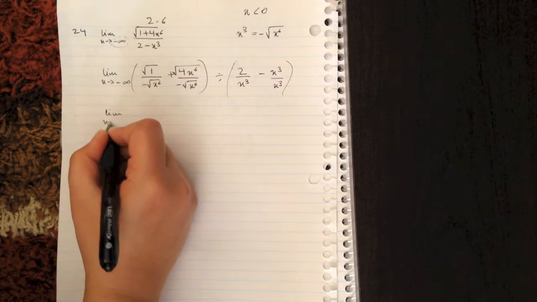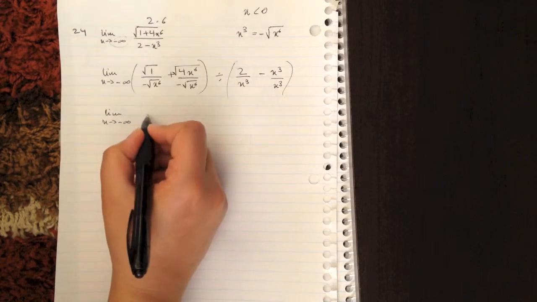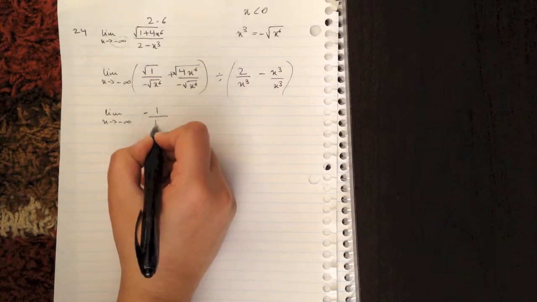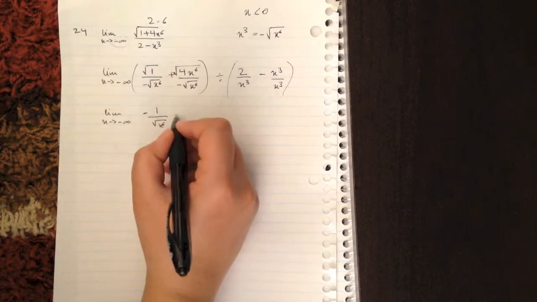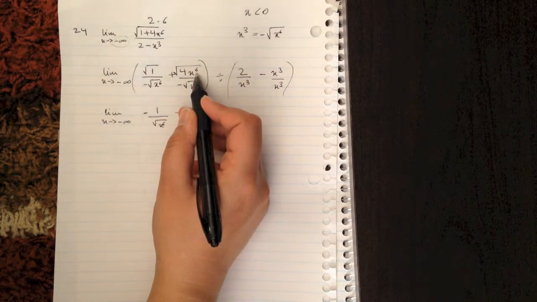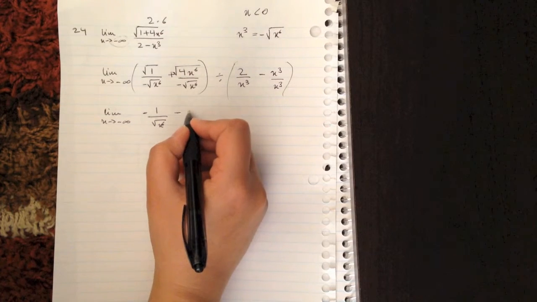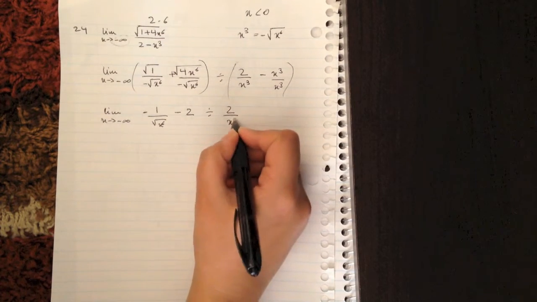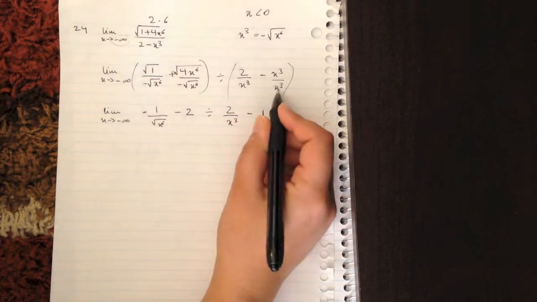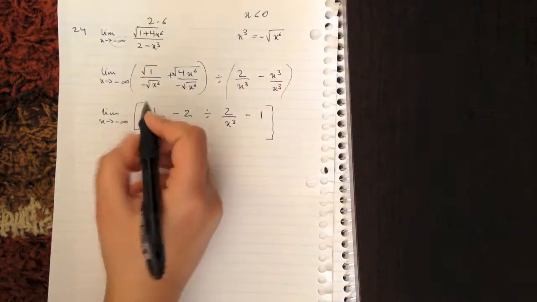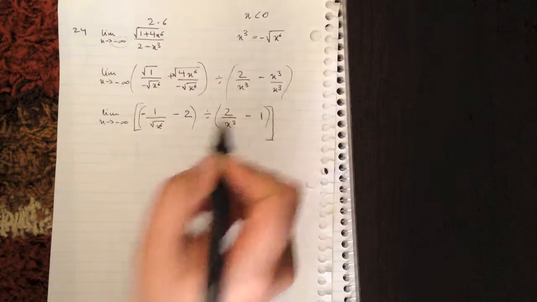Okay, and then we can just simplify it some more. So limit as x approaches negative infinity is negative 1 over the square root of x to the power 6, and then the x to the power 6 under root cancels out, and you have negative square root of 4, which is just negative 2, divided by 2 over x cubed, and then minus 1, because x cubed divided by x cubed just gives us 1. Now, at this point, we can substitute x with negative infinity.